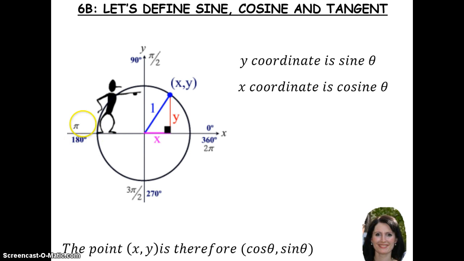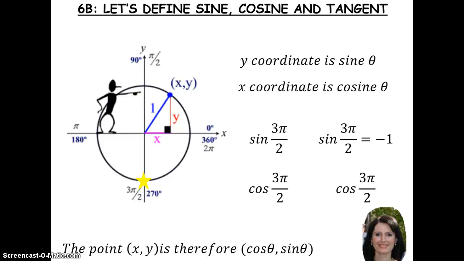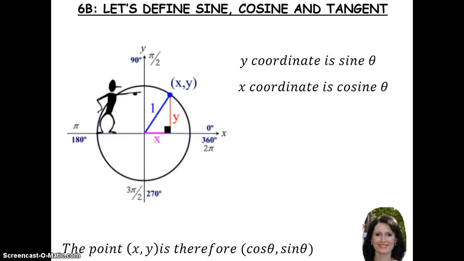The next one to look at is 3 pi on 2. Let's look there where that star is. So sine of 3 pi on 2, where do we go on the y-axis? Well, because it's a unit circle, we must go 1 unit to get there, but we're going down. So sine 3 pi on 2 must equal -1. Cos 3 pi on 2, we don't go left or right anywhere. We are at the origin in terms of the x value. So cos 3 pi on 2 is going to be 0.